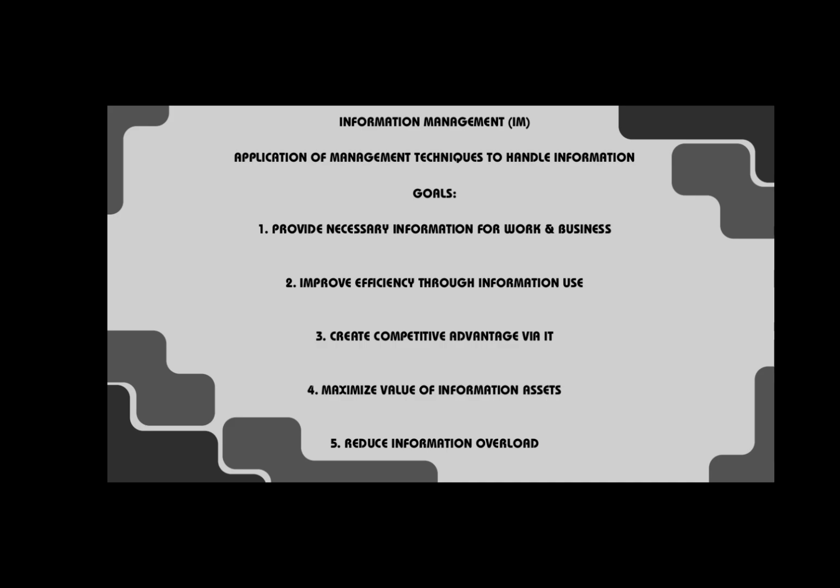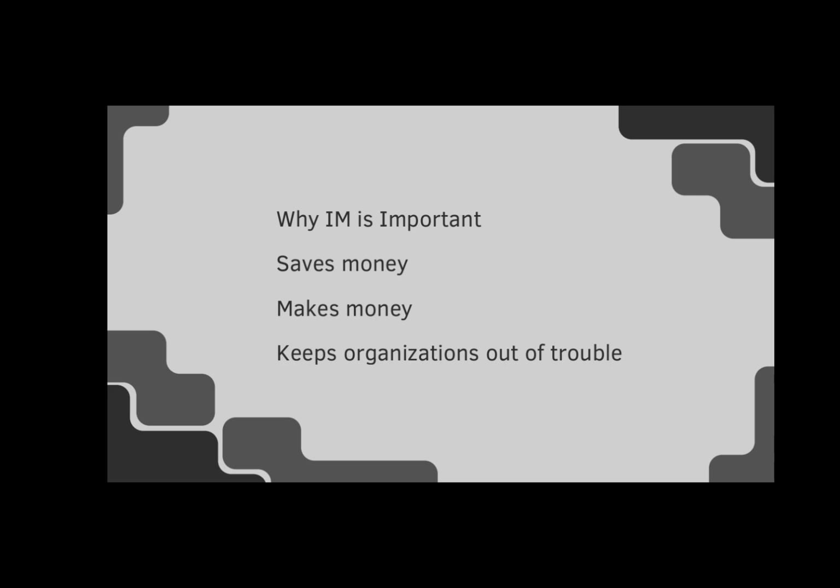For example, think of your school notes. If you put all the subjects together, it's hard to find, but if you organize them by subject and date, you can review faster. That's the same with businesses managing their data. Why is IM important? Because it saves money, helps companies earn, and keeps organizations safe from risks like hacking or losing records.